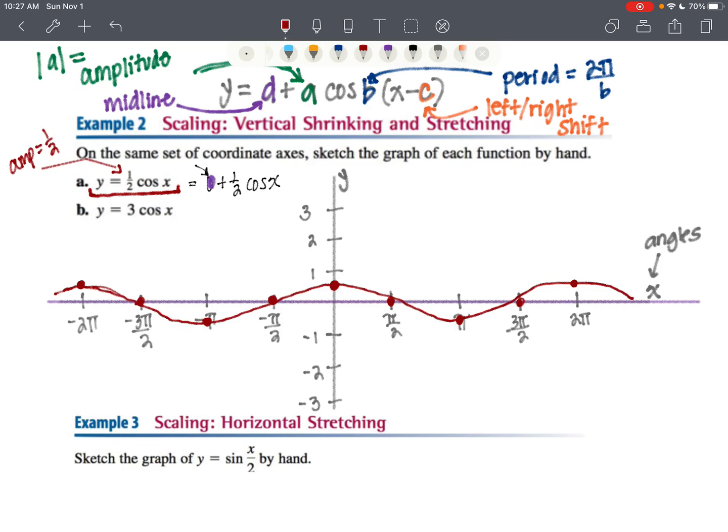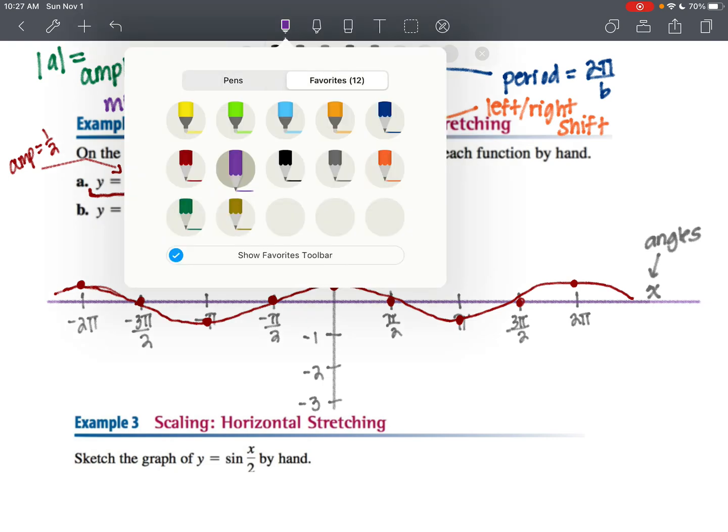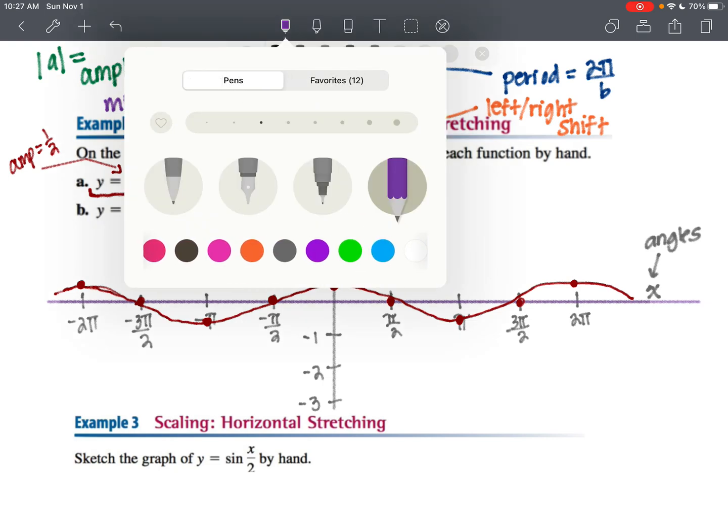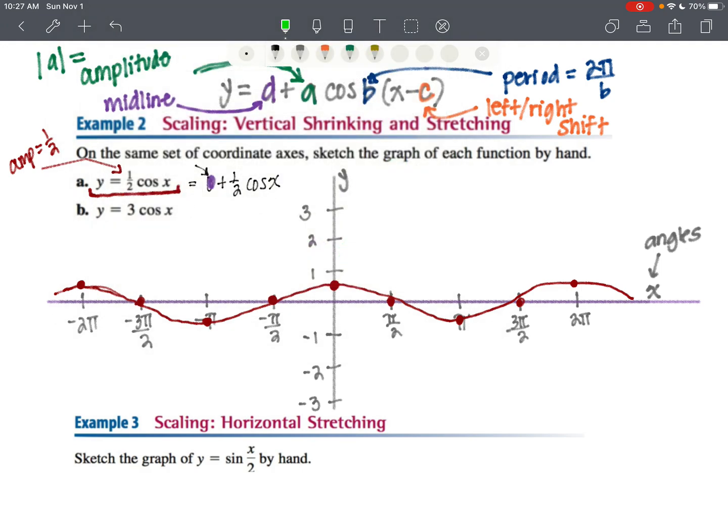Okay, so let's compare and see what happens when we have y equals 3 cosine of x. Now our midline is still 0, but this time, let's pick a color I haven't used yet. Let's do this in that color green. Y equals 3 cosine of x. So our maximum now is going to be 3 units above the midline. So our amplitude is equal to 3. So our maximum is positive 3. 2 pi later, we're going to be at positive 3.